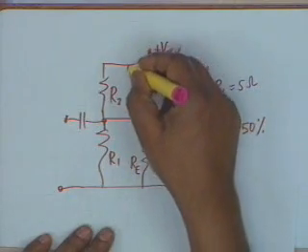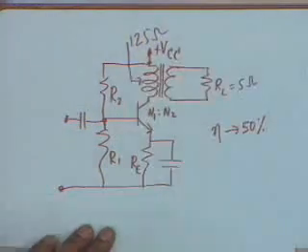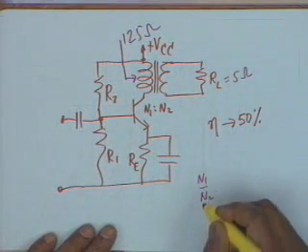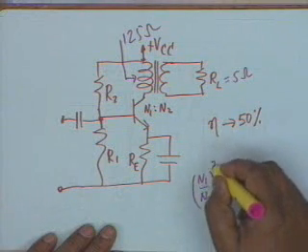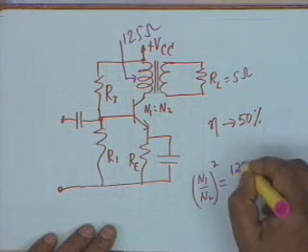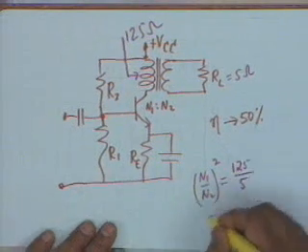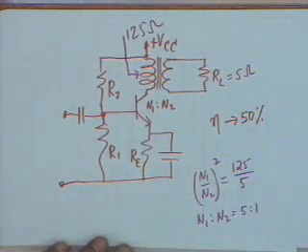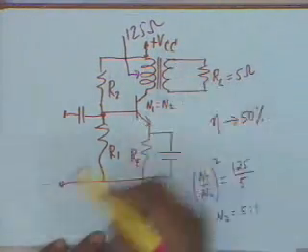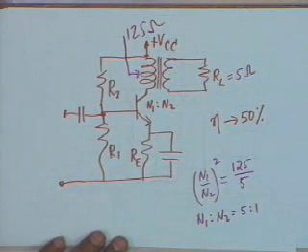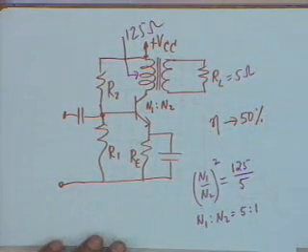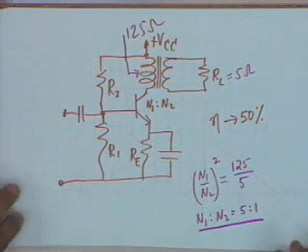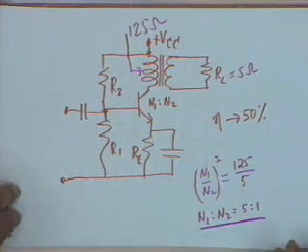What you want here is 125 ohms, and therefore N1 is to N2 whole squared should be equal to 125 divided by 5. In other words, N1 is to N2 should be equal to 5:1. That means if the secondary has 10 turns, then the primary should have 50 turns. Okay. So the turns ratio of the transformer is determined. N1 is to N2 is equal to 5:1.